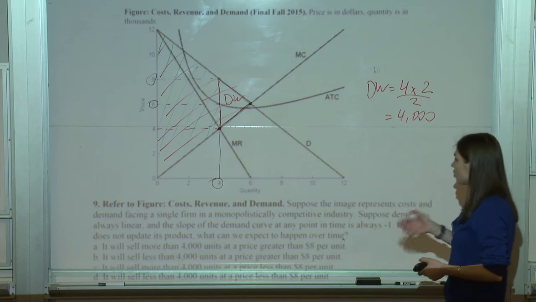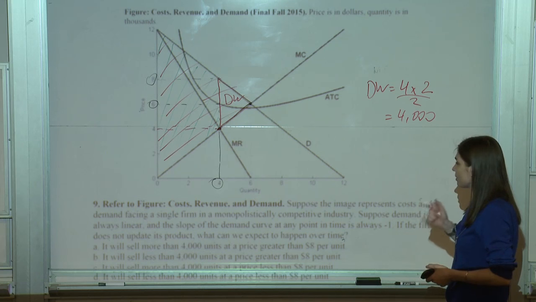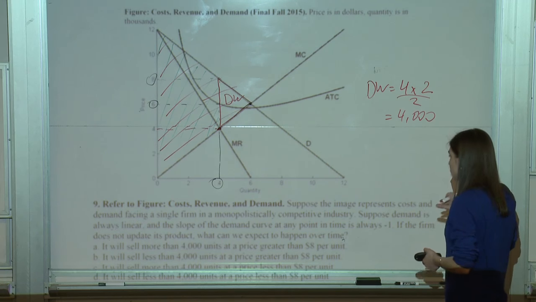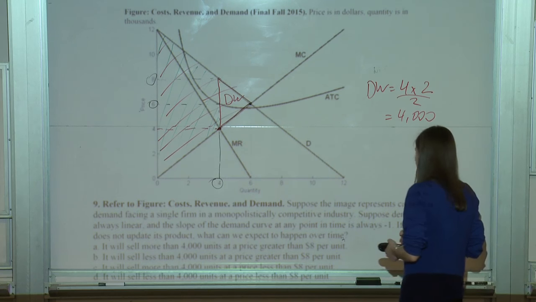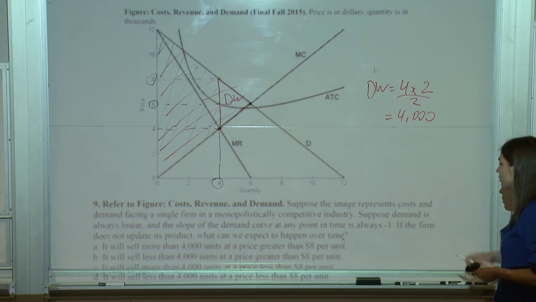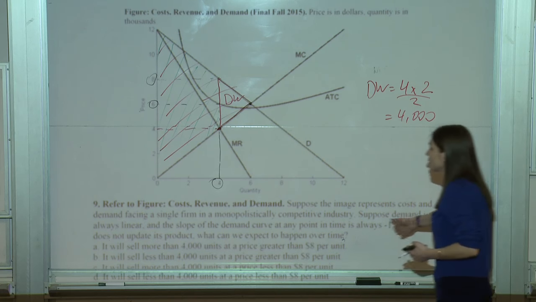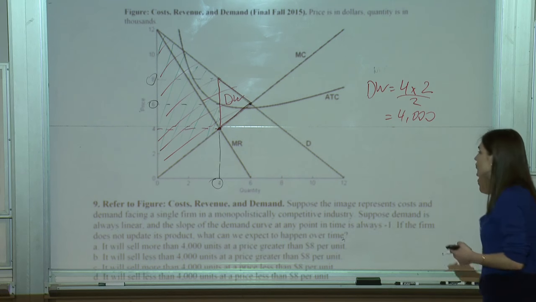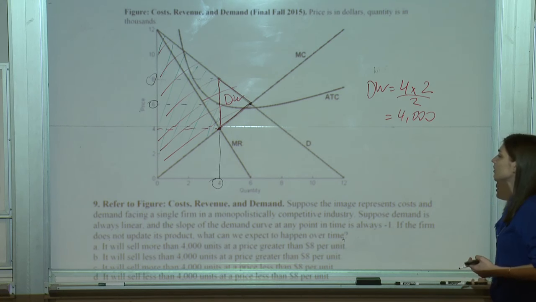Suppose the image represents cost and demand facing a single firm in a monopolistically competitive industry. All right, so now we have monopolistic competition. Suppose demand is always linear, and the slope of the demand curve at any point in time is always -1. So basically the slope of the demand is not going to change. If the firm does not update its product, what can we expect to happen over time?